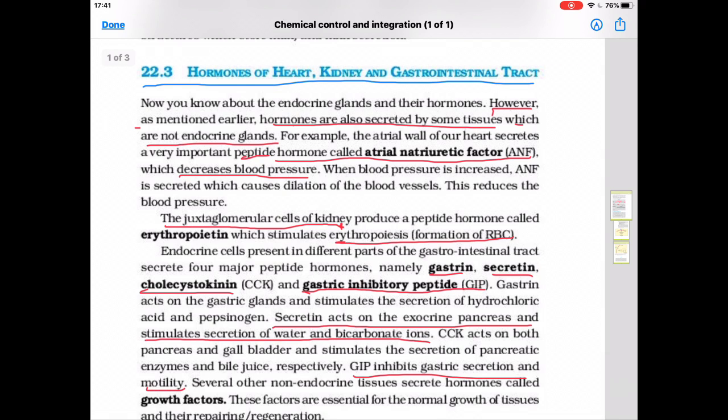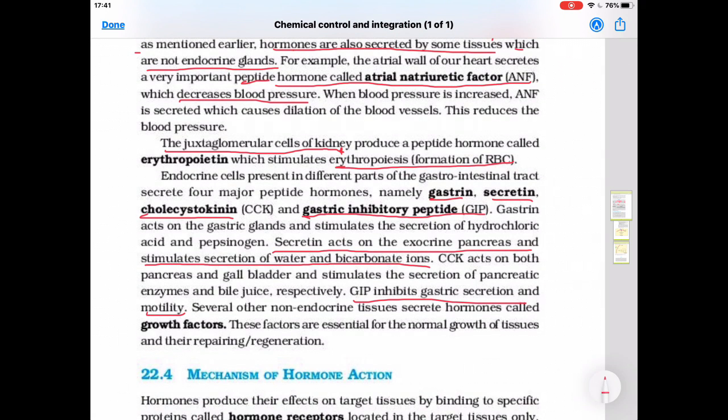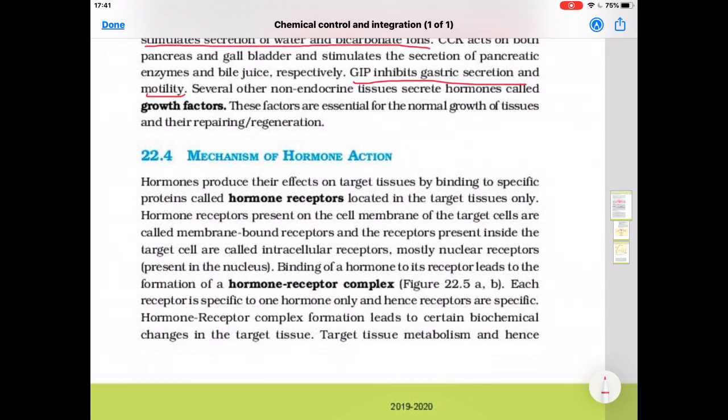Several other non-endocrine tissues secrete hormones called growth factors. These factors are essential for the normal growth of tissues and their repairing or regeneration. Next is mechanism of hormone action. Hormones produce their effects on target tissues by binding to specific proteins called hormone receptors located in the target tissues only.